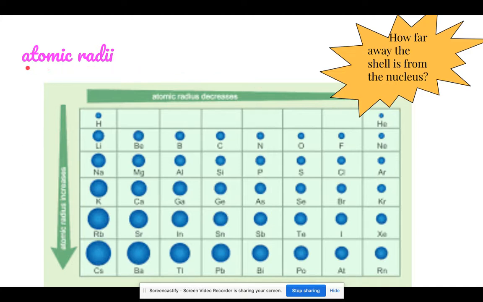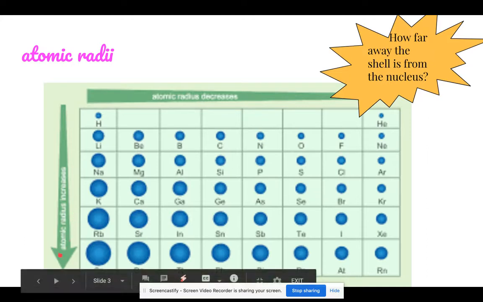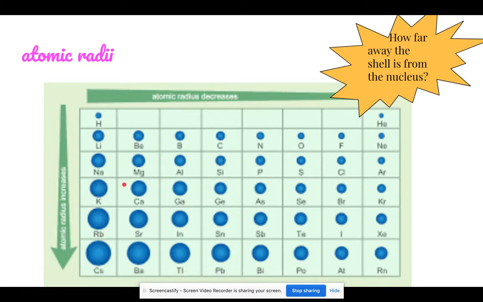Next up, we're going to talk about atomic radii. Atomic radius is basically how far away the outermost shell is from the nucleus. As we go down the periodic table, we're going to have a larger atomic radius because we have more shells. So to get to the shell on the outermost side, it's going to take more distance. But as we go from left to right, it's decreasing because we don't have as many electrons so far apart, and also the negative charges are being pulled in a lot more to our nucleus, so that's going to cause our atomic radius to decrease as well.